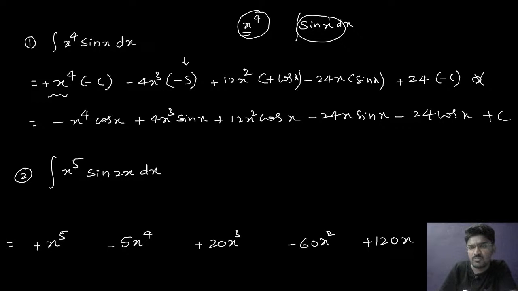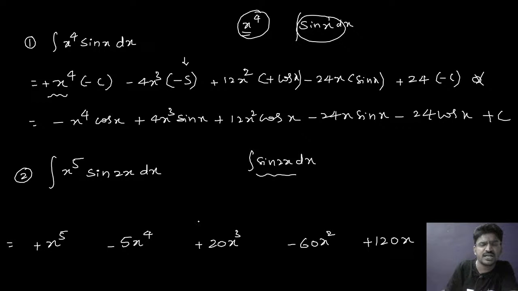So here you have minus. The last term will be 0. Don't worry about it. Clear? Next, here you have integration of sine 2x with respect to dx.